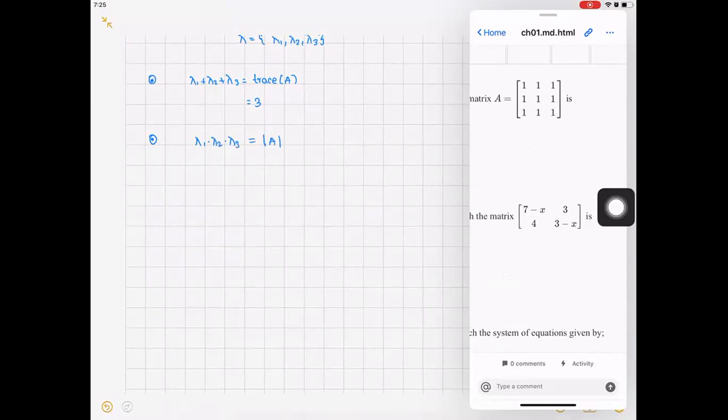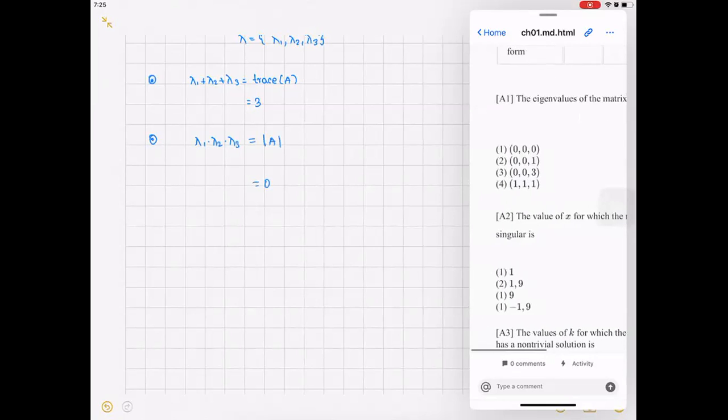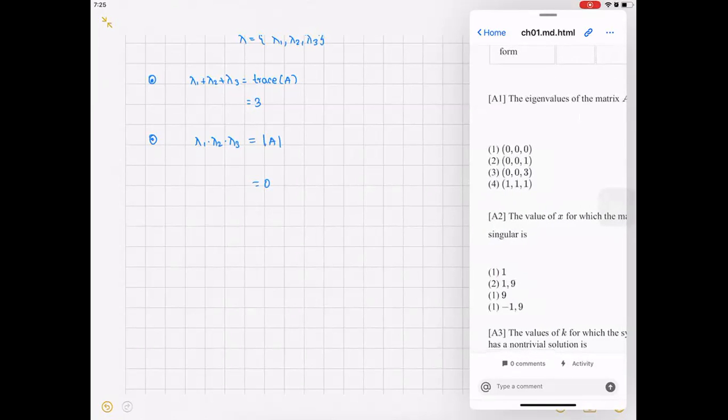So look at the matrix, it has all the same rows, right? Same rows, and therefore the determinant is equal to 0. Just by looking at the matrix you can say. Otherwise, even if you find the determinant, you will end up having 0. Okay, so we have these two ideas: the sum of the eigenvalues is 3 and the product of the eigenvalues is 0. So look at these 4 choices.